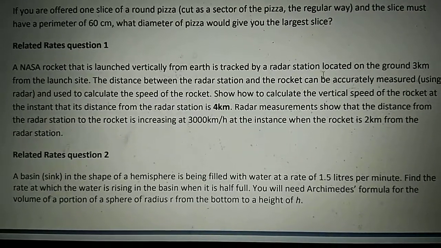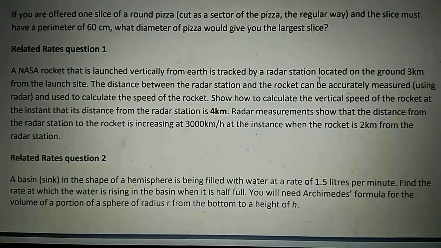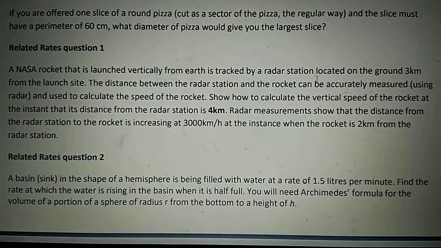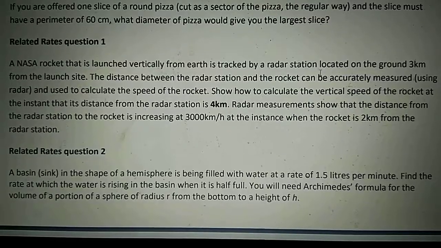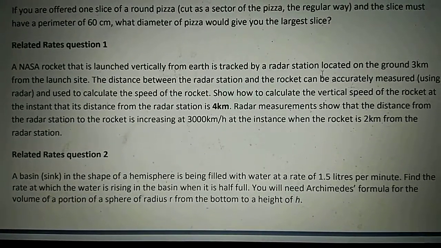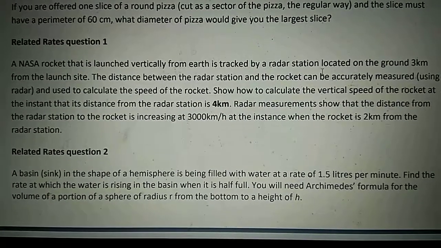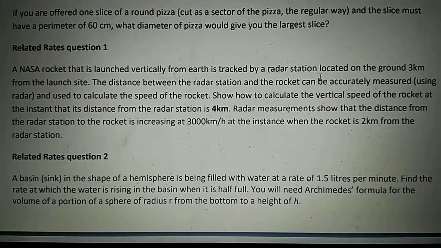So we're going to be looking at a question related to rates. Number one, as you can see from the screen, it reads that a NASA rocket that is launched vertically from the Earth is tracked by a radar station located on the ground 3 kilometers from the launch site. The distance between the radar and the rocket can be accurately measured using the radar and used to calculate the speed of the rocket.